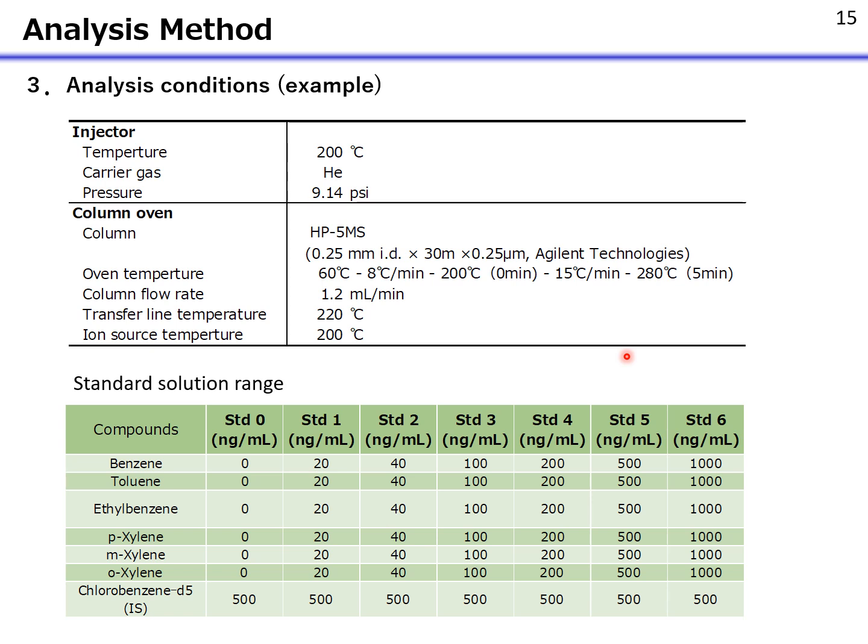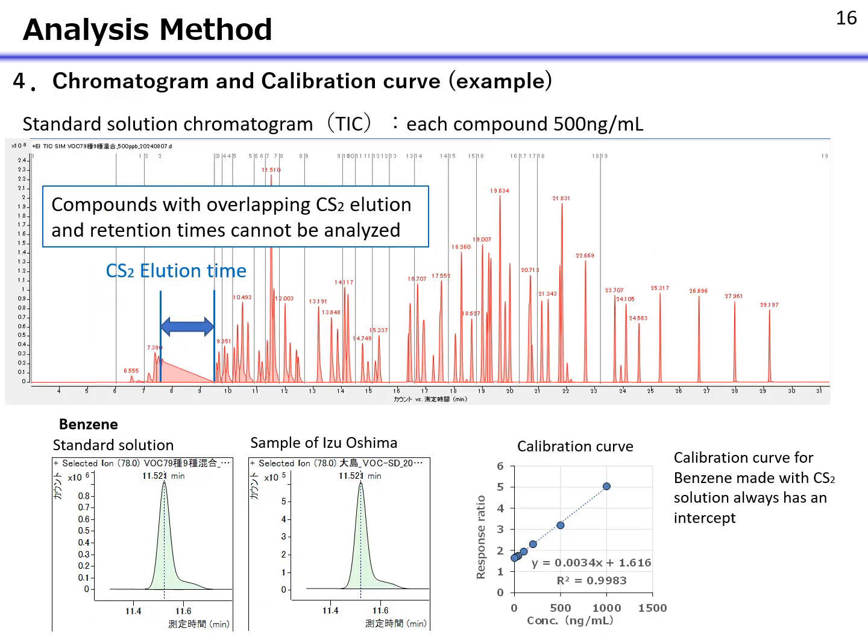Standards are created from standard 0 with only internal standards to a concentration of 1000 nanogram per milliliter of each substance. However, due to the low environmental concentration, in most cases I use data up to standard 5 to construct a calibration curve. The following are examples of chromatogram and calibration curve from the analysis. The chromatogram shown above is for a mixed standard solution containing 500 nanogram per milliliter of each substance.